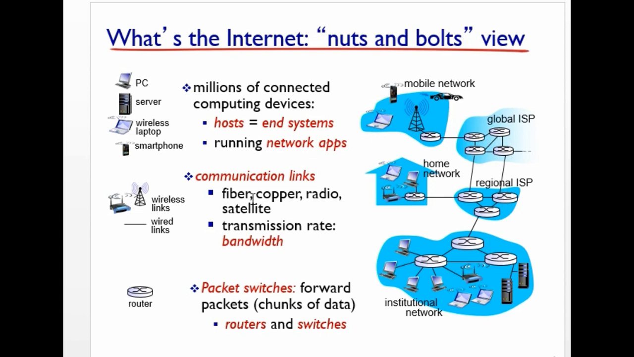For communication, we have wireless technology and wired technology as well. Fiber, copper, radio, satellite radio: you know very well that radio and satellite are the wireless technologies, while fiber and copper are the wired technologies. Transmission rate and bandwidth are about network speeds.